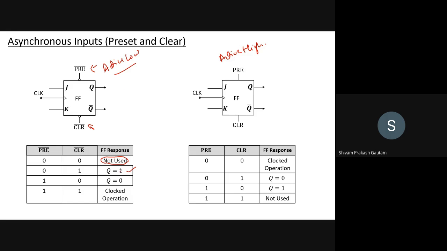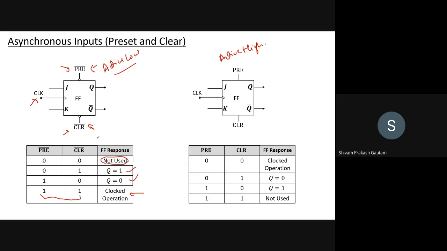When clear is low, the output of the flip-flop is always 0, irrespective of all other conditions. This acts like a switch or a master key. Whenever you want the flip-flop output to be 1, you make preset 0. Whenever you want to clear the flip-flop so that the output state is 0, you make clear 0. When both are 1, since this is active low, the flip-flop will operate normally in a clocked operation. Then the output will depend on the values of J and K and the clock you are providing.